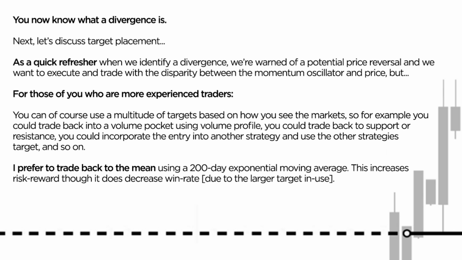I, however, prefer to trade back to a mean price using a moving average, which in my case tends to be the 200-day exponential moving average. I use this myself because it increases risk reward, and this in turn generates a slightly more significant edge, but using a larger target does, as we all know, reduce win rate. So with that in mind, instead of just copying me here and using a 200-day exponential moving average, you might choose a let's say 100-day or even a 50-day exponential moving average. Or of course, going back to what we've just discussed, you might have your own target to use as per another strategy or something similar.